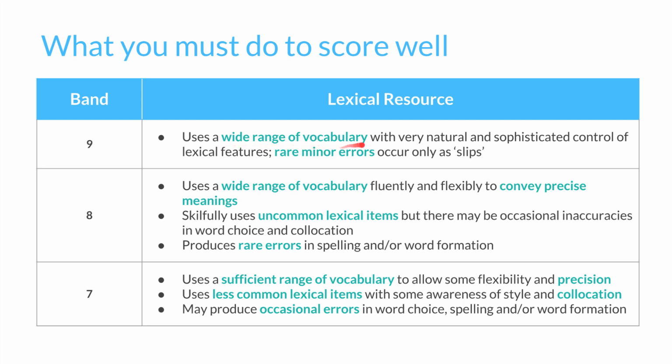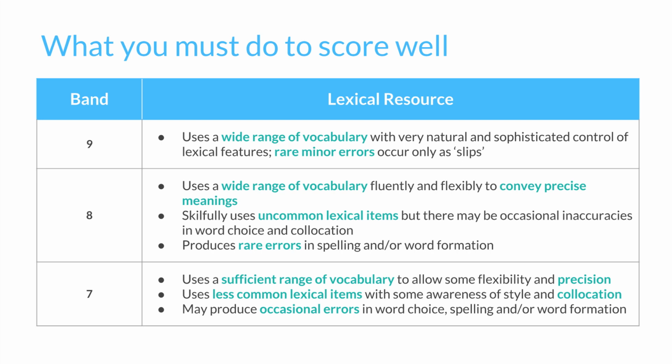Now, using a wide range of vocabulary also means that you should use some less common lexical items. Less common lexical items just means using vocabulary words that are not very common, words that are infrequently used by the public. In addition to this, you must also use some collocations. Collocations are groups of words that often appear together. They are like a pair, a team that often appears as a group. We're going to look at all of this in a lot more detail in the future lessons.